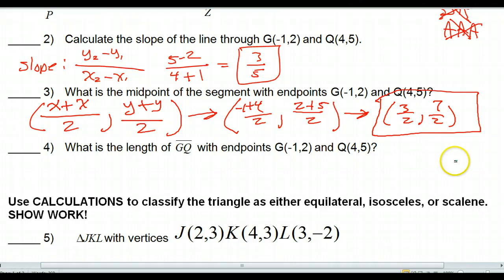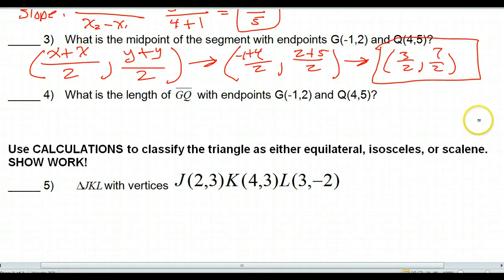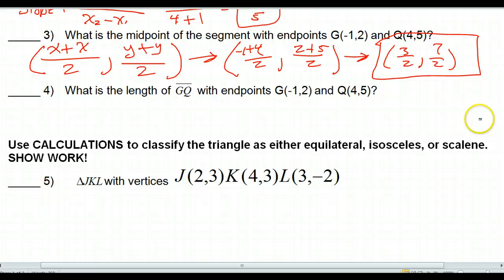Yeah, I guess, since I didn't specify, but in general, don't go decimals unless I tell you to. Okay, any questions on number 3? Okay, just know that formula.